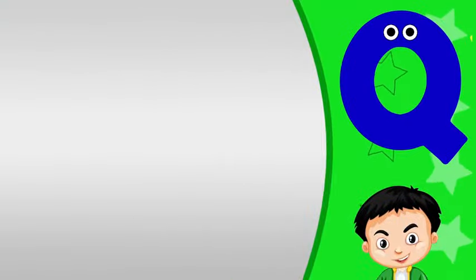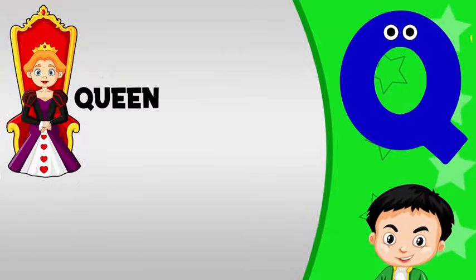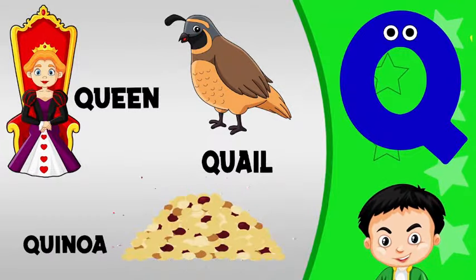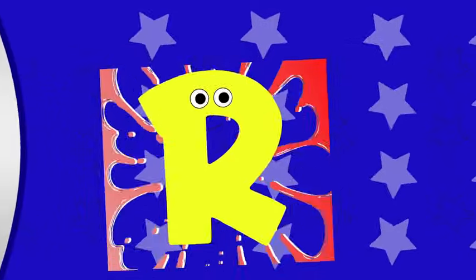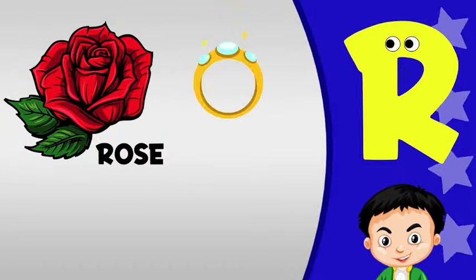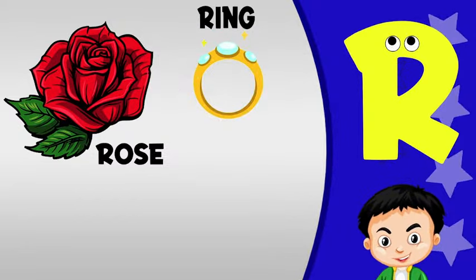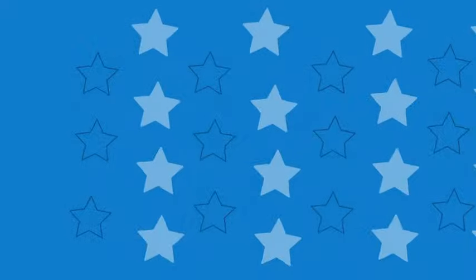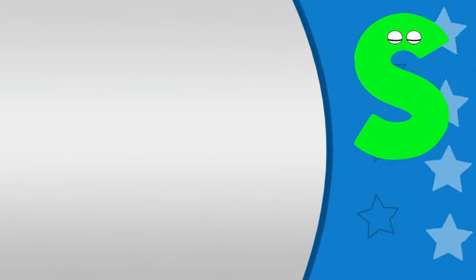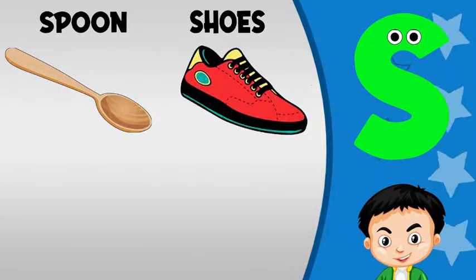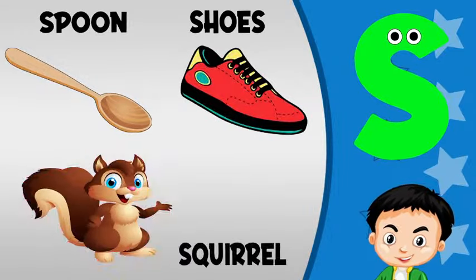Q is for queen. Q is for quail. Q is for quinoa. R is for roads. R is for ring. R is for rooster. S is for spoon. S is for shoes. S is for squirrel.